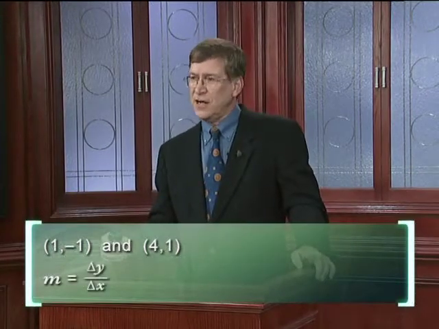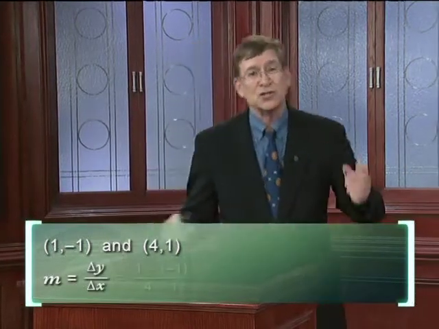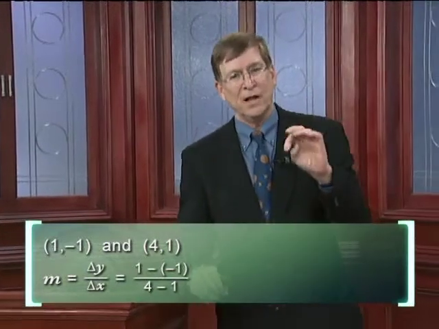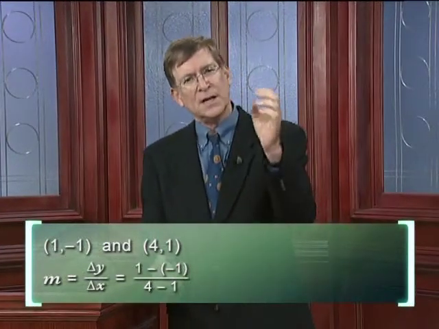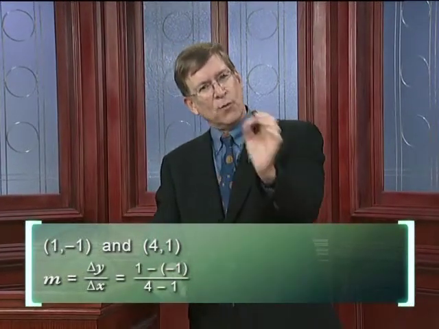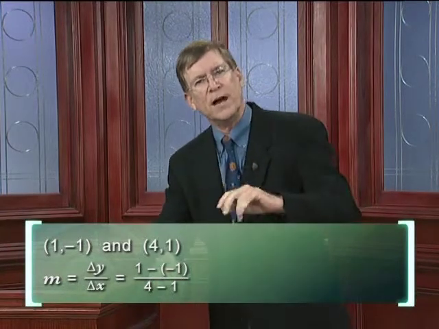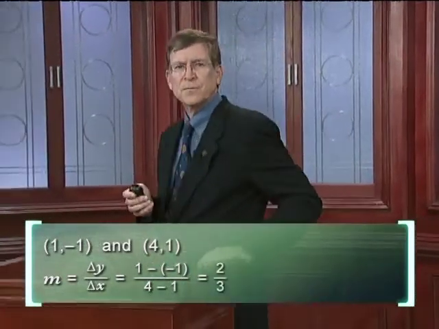Let's do a particular example. Let's find the slope and the equation of the line passing through 2 points. How about the points 1, minus 1, and 4, 1? So remember, we use the letter m to denote slope. It's the change in y over the change in x, so it's 1 minus minus 1. That's the change in the y values, and the change in the x values is 4 minus 1. We simplify this, we get 2/3.